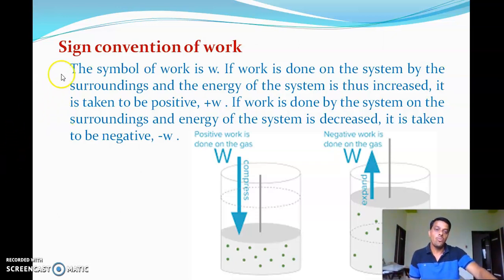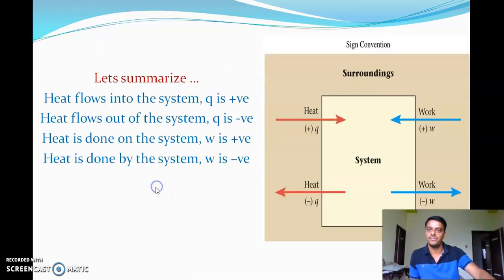Now if work is done by the system itself, there are some reactions which take place on their own by using their own energy. In such cases, we say that work is done by the system on the surrounding, and the energy of the system is decreased. Why does it decrease? Because the system utilizes its own energy to perform the work. That is why, as the process proceeds, its energy steadily decreases. That is why it is taken as negative work.